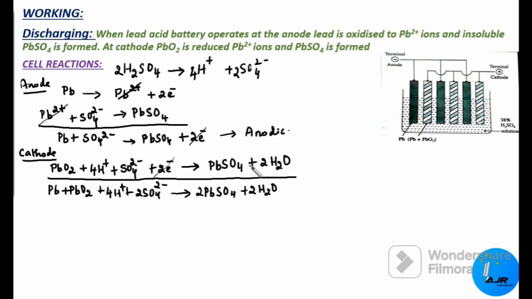So this is what is happening, but we'll be getting energy. Okay, along with that we'll be getting energy. That means chemical energy is being converted to electrical energy. This is what happens during discharging.